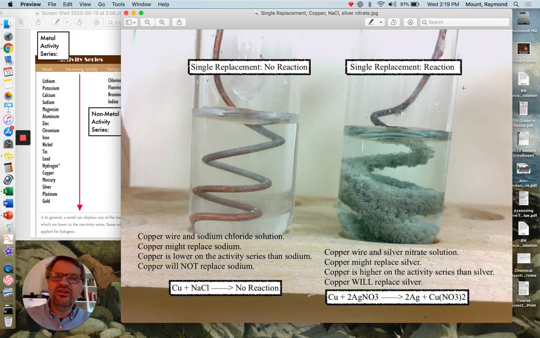So in addition to the simple format of an element and a compound and two elements swapping out, you also have to consider the activity series. The element by itself in the reactants, if it's less active, like in this case, there's no reaction. If it's more active, like in this case, then there will be a reaction.